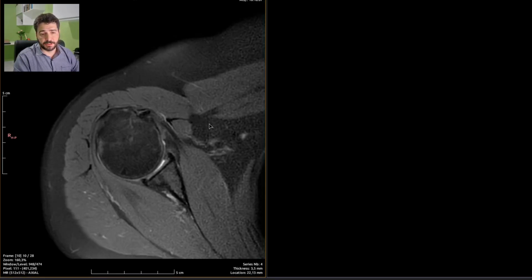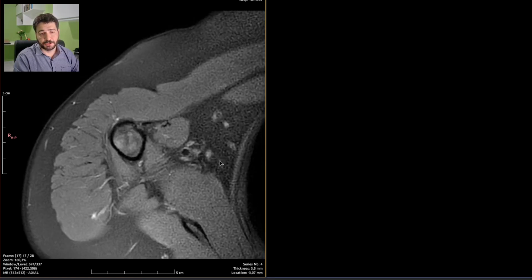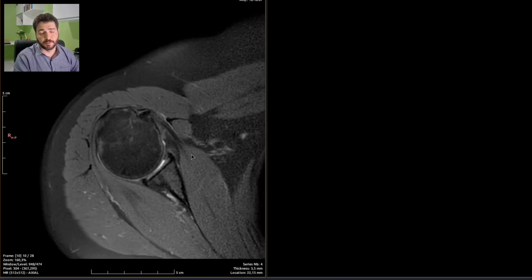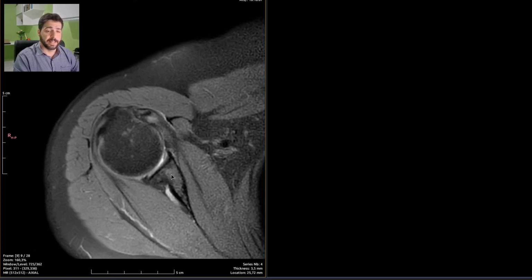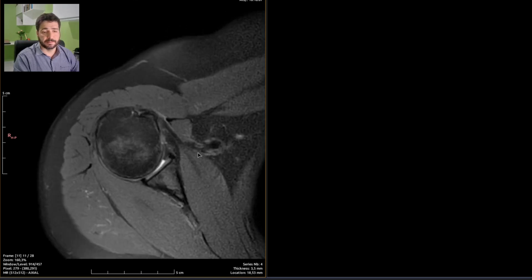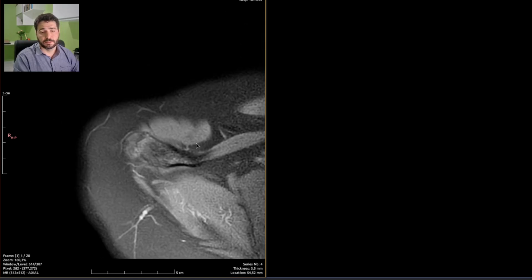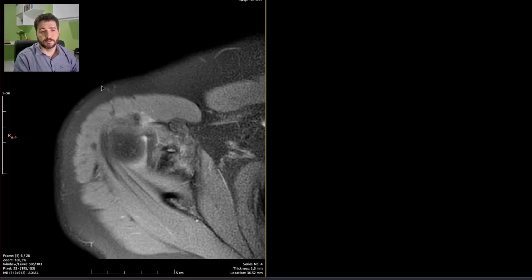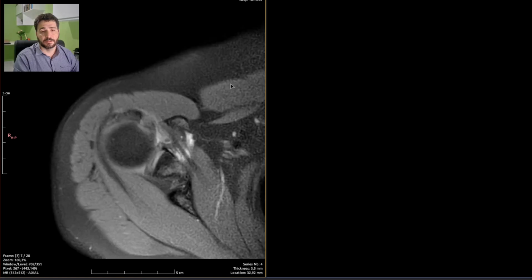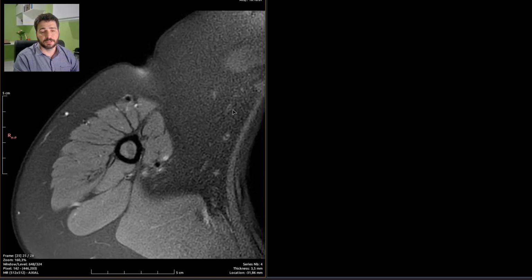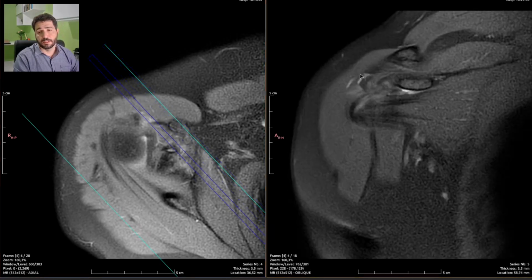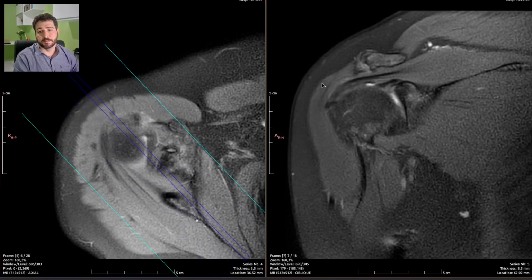This is a PD with fat saturation, axial view of the shoulder. This is the humeral head, and this is the glenoid or the scapular head and the glenoid fossa. So this is the acromioclavicular joint. You can see muscle and skin and subcutaneous tissue all over the place, the tendons and the muscles. This is a coronal view of the same shoulder.